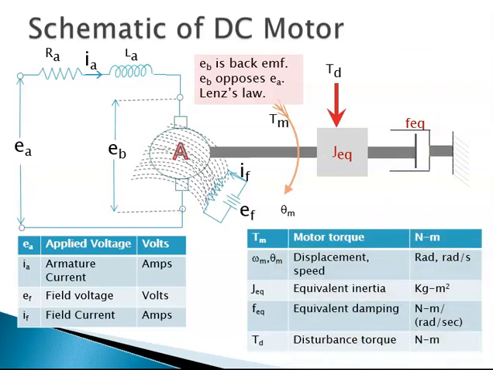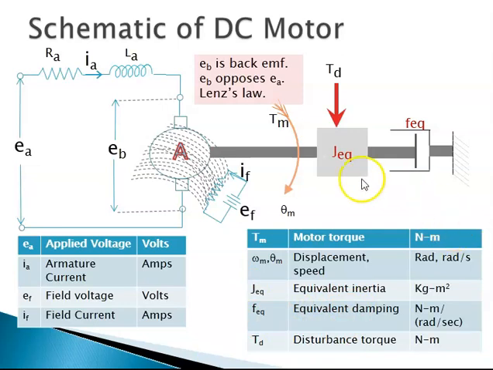Okay, the nomenclature is listed over here. Ia is the armature current, If is the field current, Ea is the armature voltage, omega m is the angular velocity, theta m is the angular displacement, J equivalent and F equivalent are the inertia and damping, and Td is the disturbance torque.